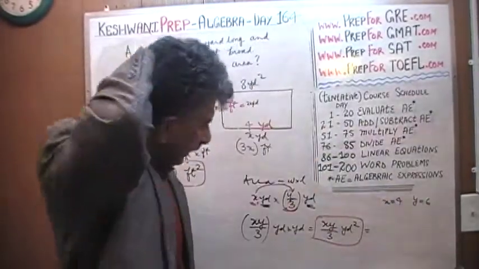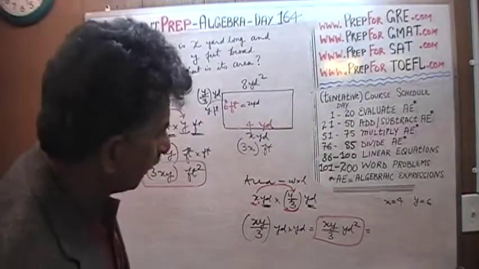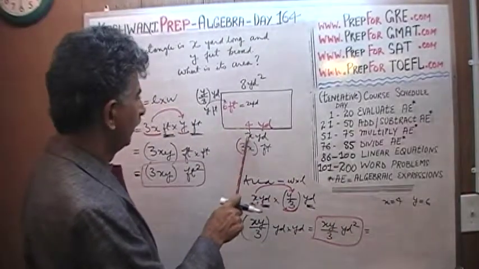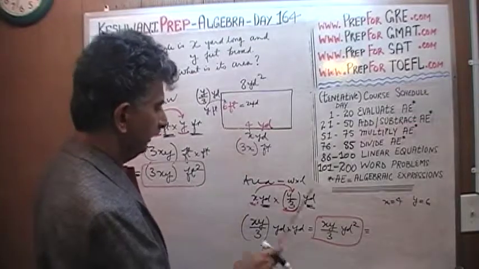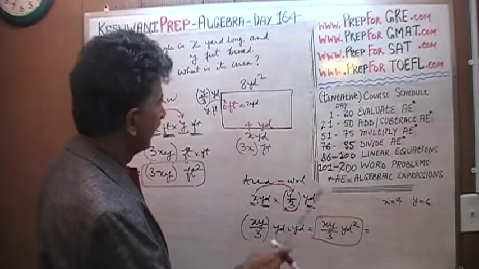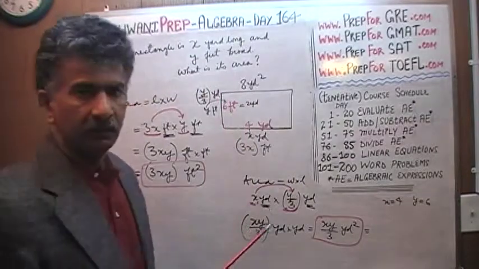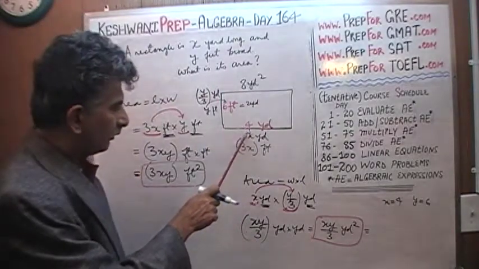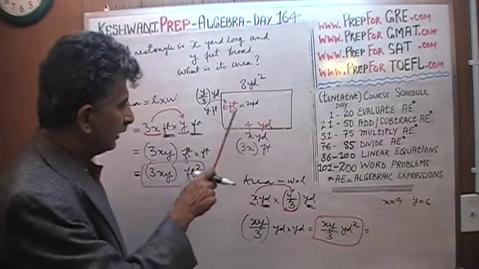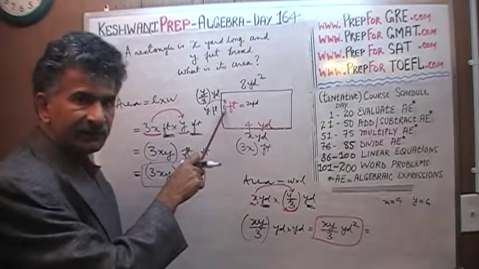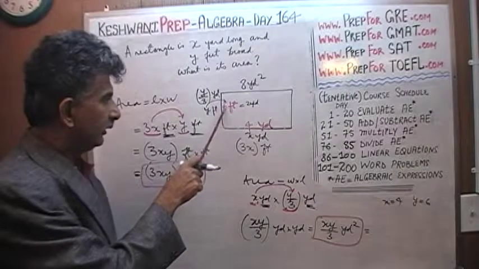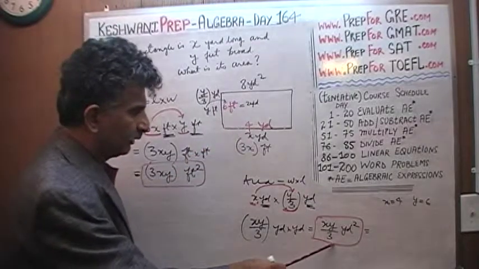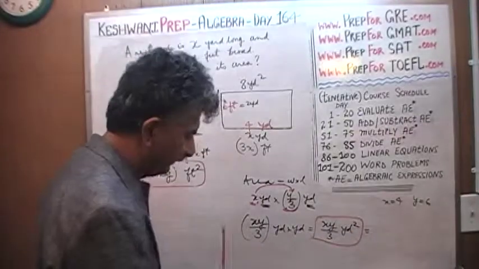When we plug in 4 for x and 6 for y, this expression had better give us 8 square yards. Why? Because we know the answer is 8 square yards. X is 4, so the length is 4 yards. The width is 6 feet, which is the same as 2 yards. 2 yards times 4 yards is 8 square yards. This better give us 8 square yards when we plug in these values. Let's see if we get it.